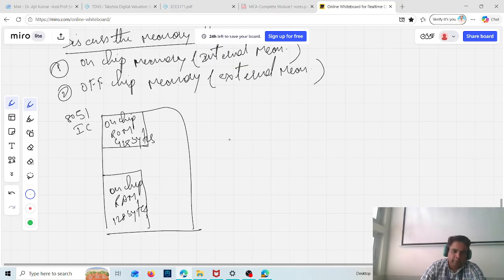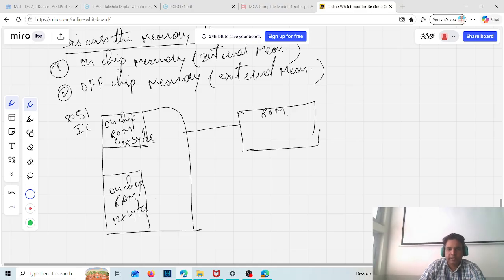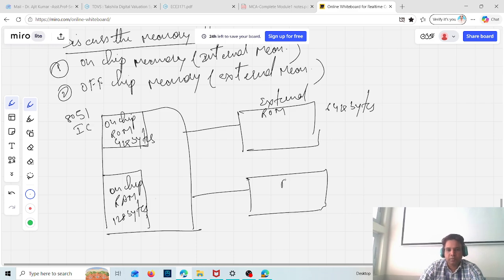However, we know that these are also not sufficient on many occasions. So what we do is we have to connect external memory, external ROM and RAM. This external ROM will be of 64 kilobyte capacity. Similarly, when we connect this external RAM, this is also 64 kilobyte capacity.